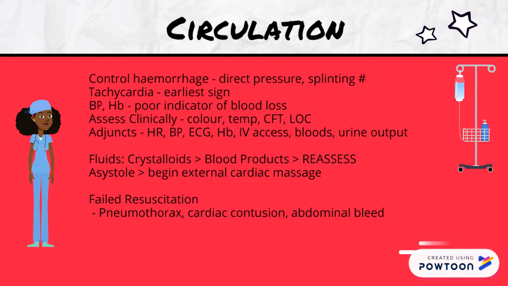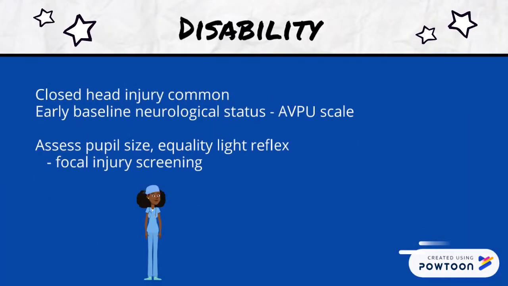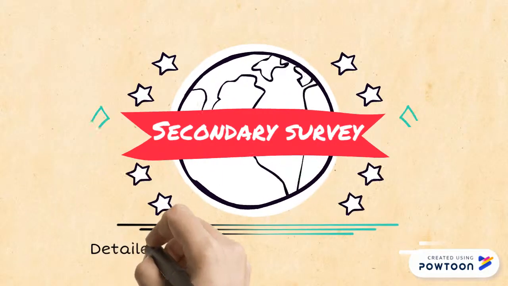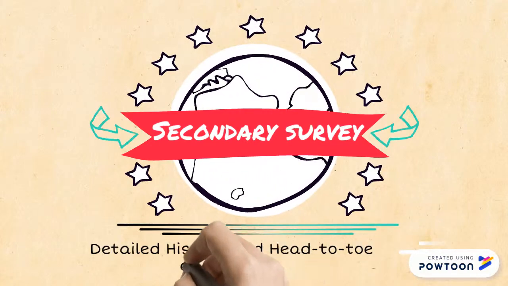In failed resuscitation, consider the conditions on the screen. Closed head injury is common in children. Obtain an early neurological status using the AVPU scale. Also assess the pupils to screen for focal injury. We now move on to the secondary survey.